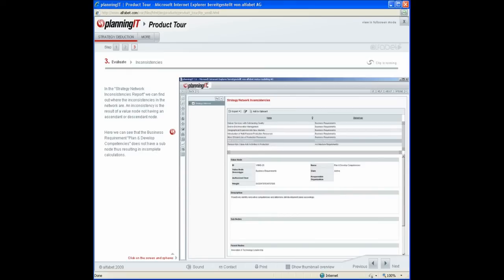incomplete calculations. Once the network is complete, with every node between vision and initiative being connected to the neighboring levels, the ranking of the initiatives will be accurate and suitable for basing decisions on.